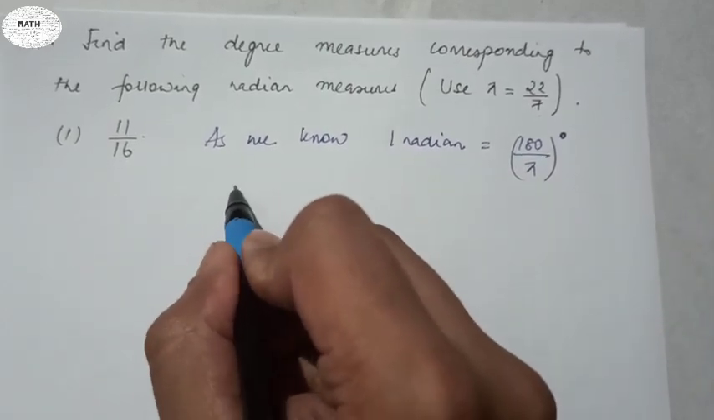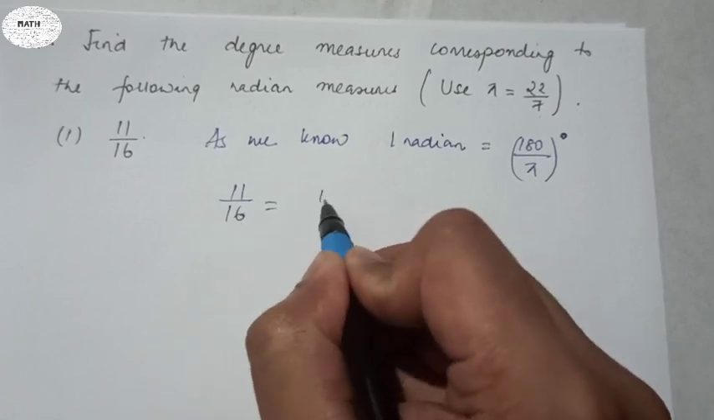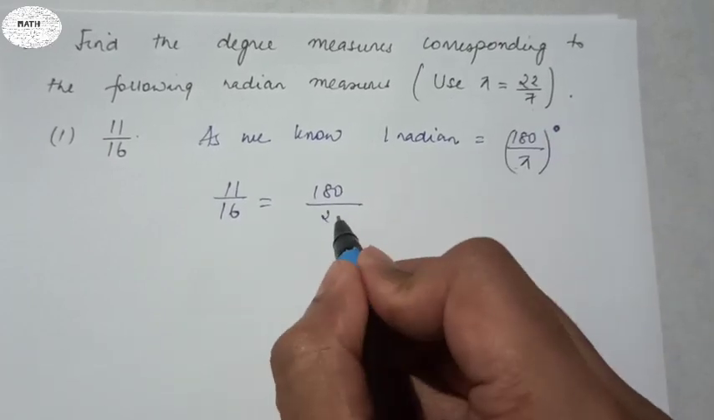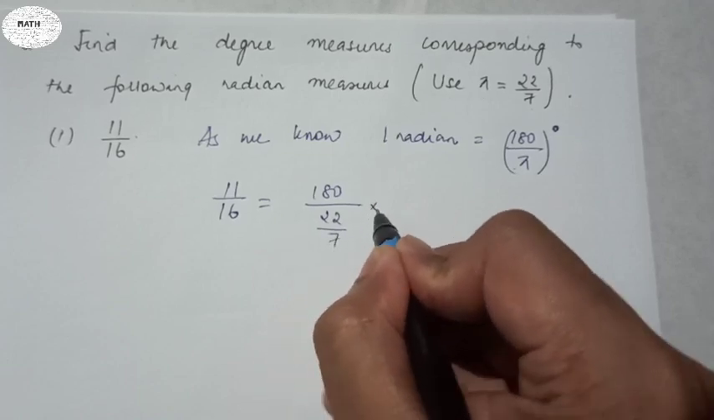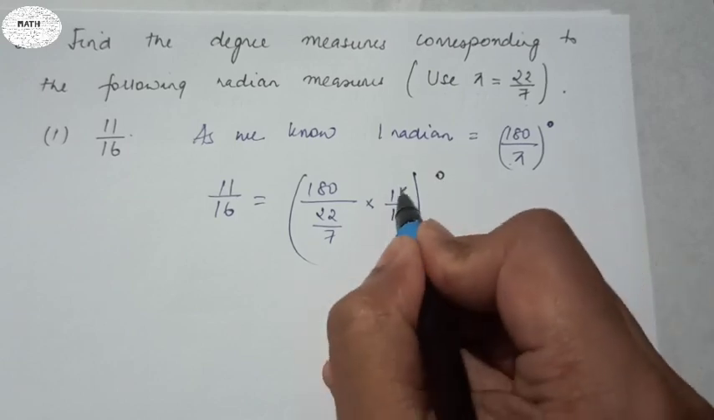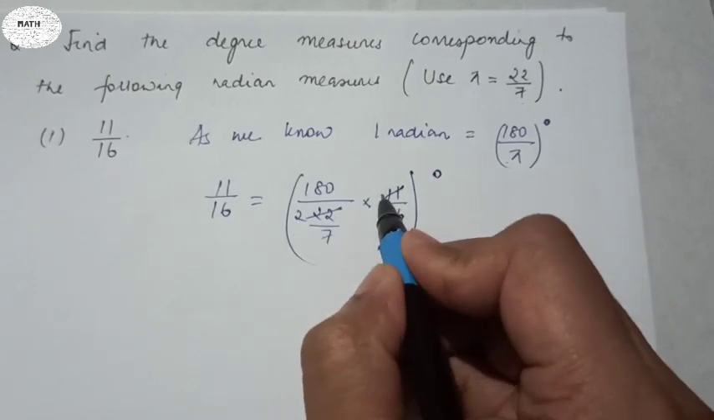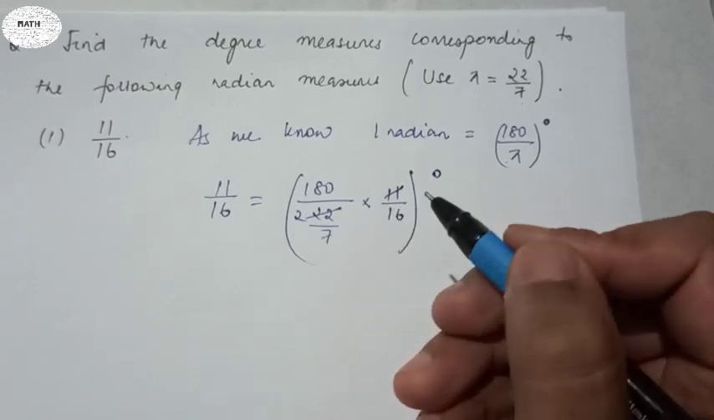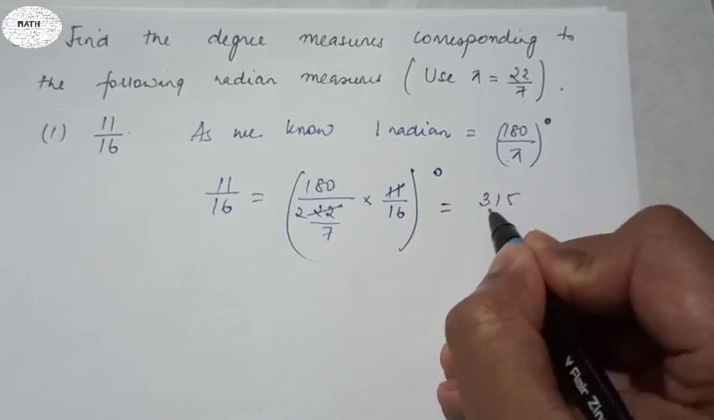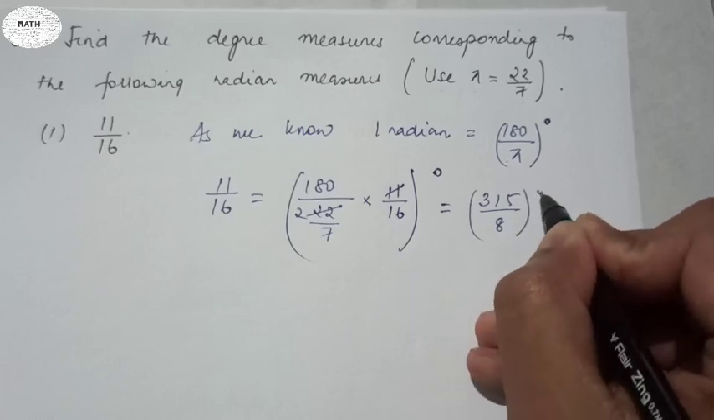So in a similar way, 11 by 16 would be how much? 180. Now pi is how much used? 22 by 7. I'm going to put the value. So 22 by 7 into 11 by 16 degree. If I cancel, I get 2, right? And after cancellation of everything, I'll get the answer to be 315 divided by 8 degree.